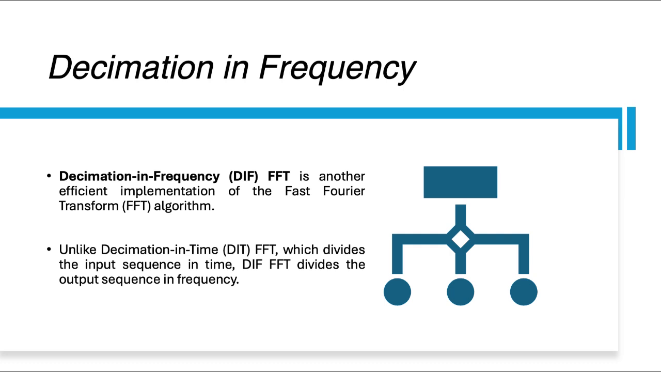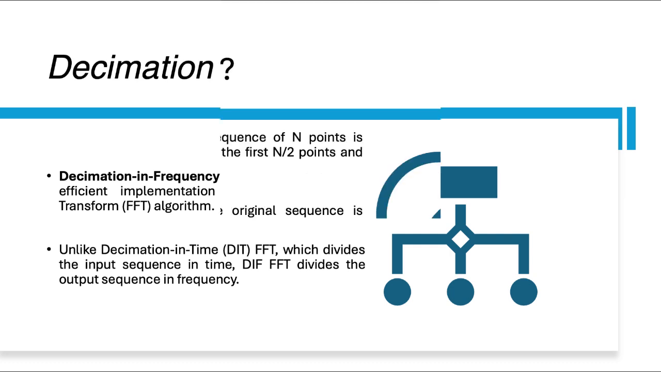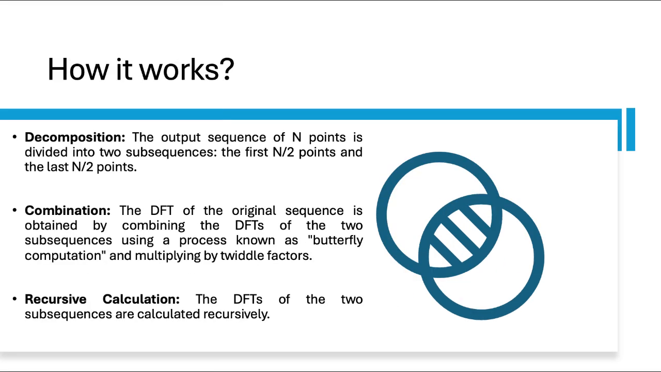There's another FFT implementation named as decimation in frequency FFT. This is another efficient implementation of the Fast Fourier Transform algorithm that, unlike decimation in time FFT, which divides the input sequence in time, focuses on dividing the output sequence in frequency. The DIF-FFT operates through a process of decomposition, where the output sequence of n points is divided into two subsequences, the first n over 2 points and the last n over 2 points. The DFT of the original sequence is then obtained by combining the DFTs of these two subsequences using a process known as butterfly computation, along with multiplication by twiddle factors, while the DFTs of the subsequences themselves are calculated recursively.